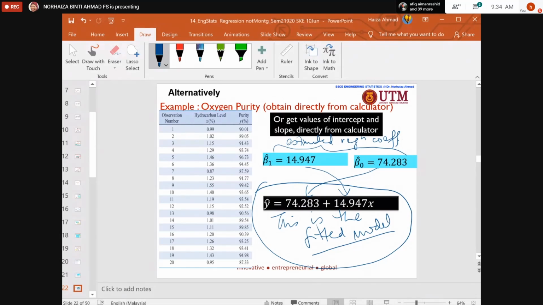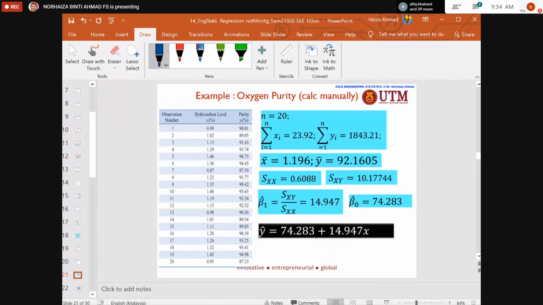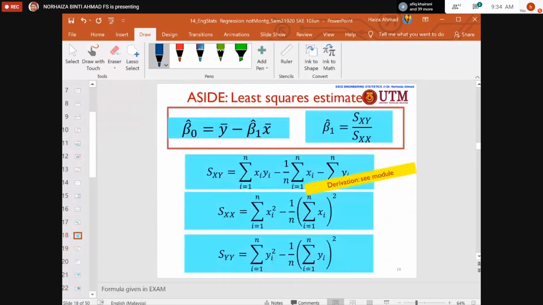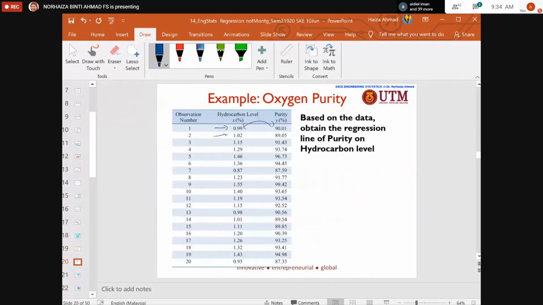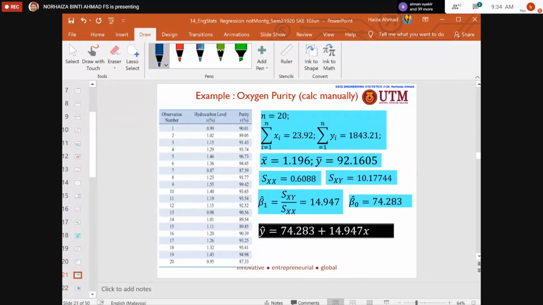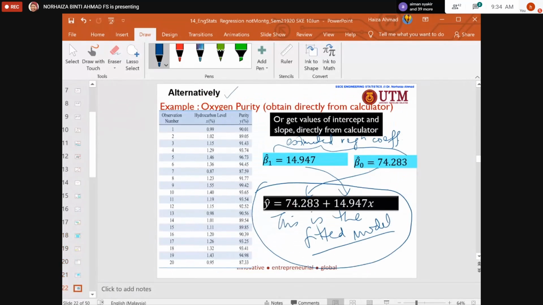If you want to calculate manually, there's a whole lot of equations that you have to follow through. But please use the calculator, because the marks are not worth the long calculation. I will show you an example of a question in the exam.